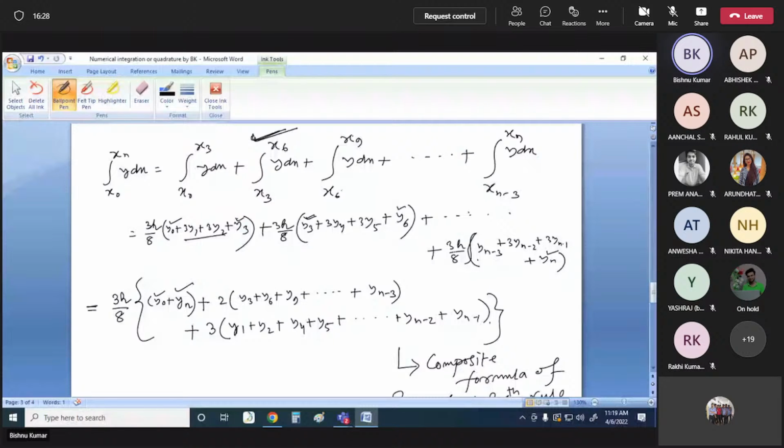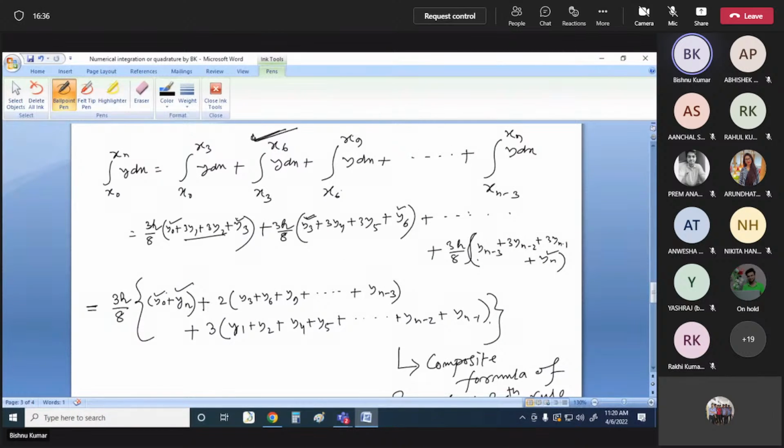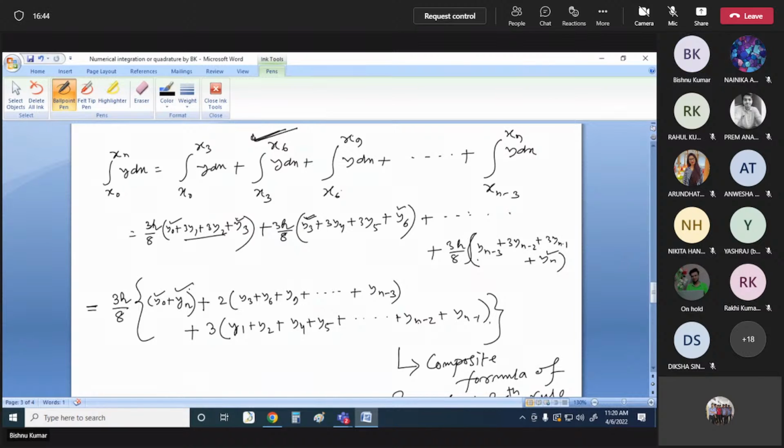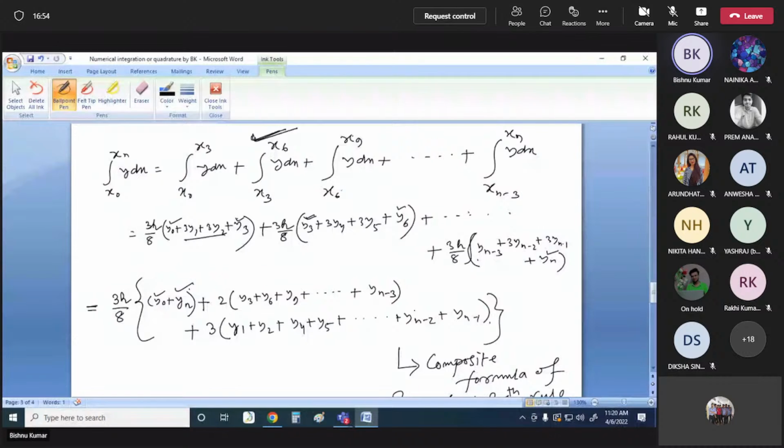And for the Simpson 3 by 8 rule, 3h by 8 outside, y0 plus yn, means first value plus last value, plus 2 into the intermediate points that are multiples of 3, plus 3 into the sum of the remaining points. So can you remember these 3 formulas? Besides that, how this composite formula is built using separate interval formulas, that process or logic you have to implement in the program when you write the program.